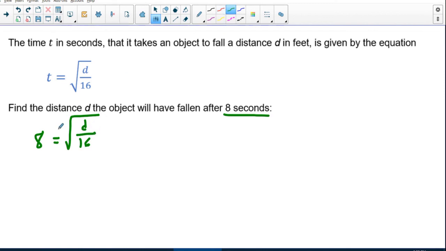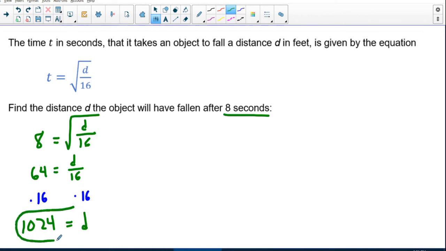My next step, to get rid of the square root, I'm doing the opposite. I'm going to square both sides. So 8 times 8 is 64. And that's going to cancel out that square root, leaving d over 16. To get rid of that 16, which is divide by 16, I'm just going to multiply both sides times 16. All right, 64 times 16 is 1024. And over here, these cancel. So that's going to be your final answer.